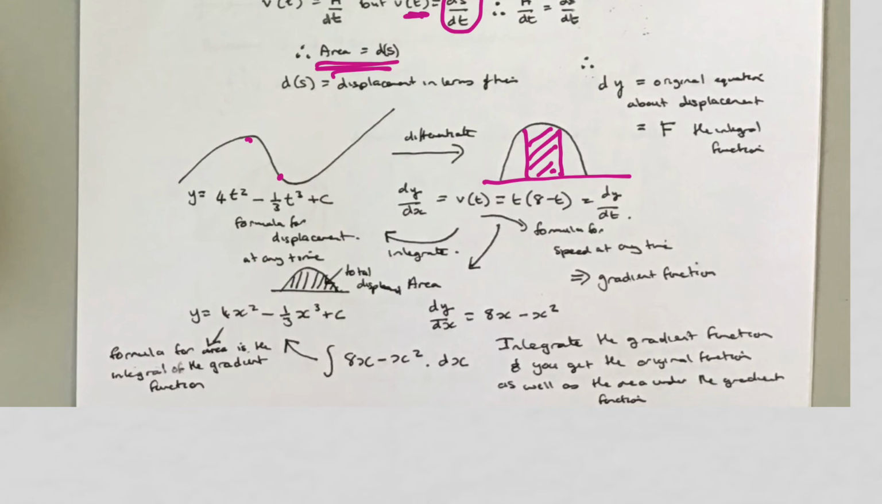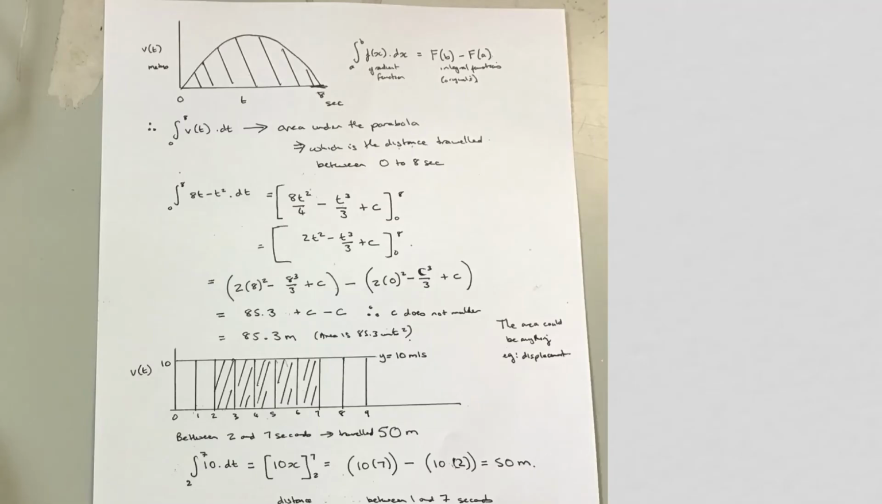So over here, this is your formula for displacement. This is your formula for velocity. The formula for velocity is dy over dt in this case. And your area is going to be the integral of that one, because that's the height, times the change in x, and you're adding up all those little blocks, right?